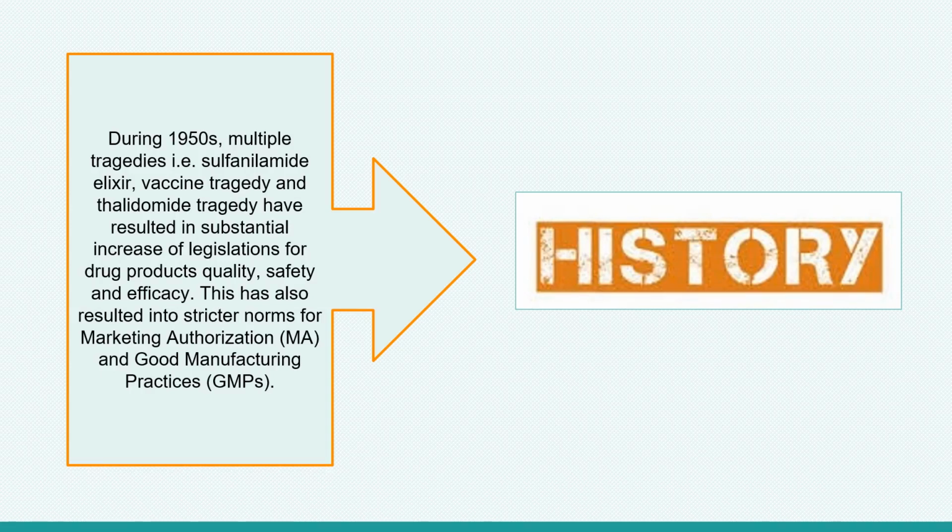Here I am briefing about the sulfanilamide elixir tragedy. How did it happen? Sulfanilamide is a drug used to treat streptococcal infections. One of the company chemists prepared this sulfanilamide elixir due to demand. He prepared it as a liquid formulation, and in that liquid formula he used the solvent diethylene glycol, which is actually a deadly poison. Due to this tragedy, more than 100 people died in various cities. So, due to these tragedies, the regulatory authorities increased the legislation to improve the quality, safety, and efficacy of the product.